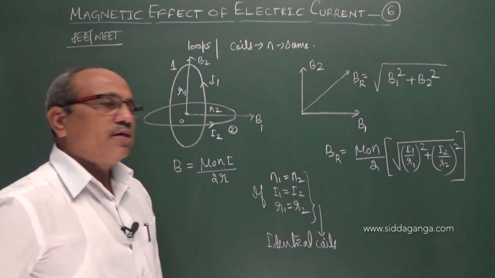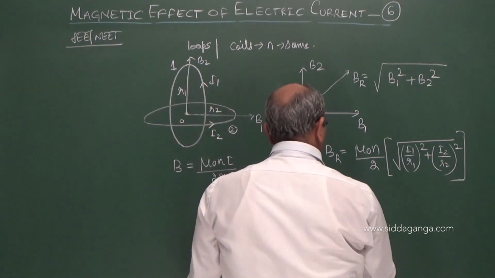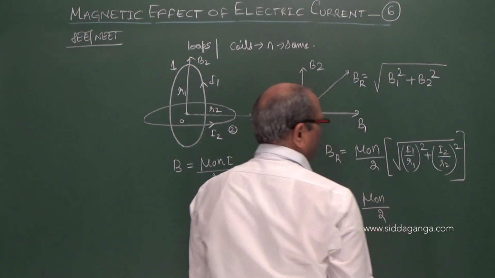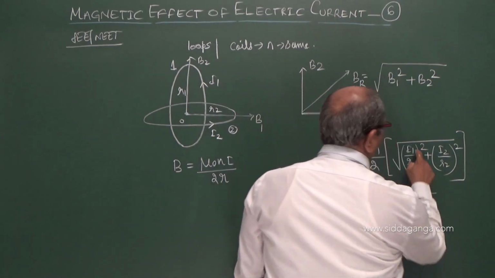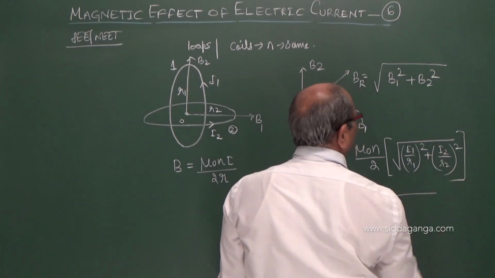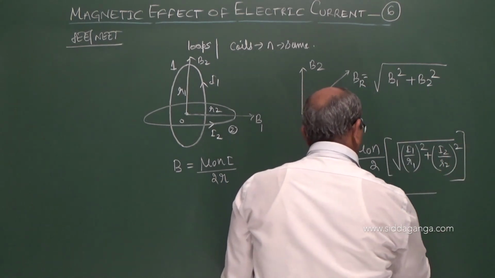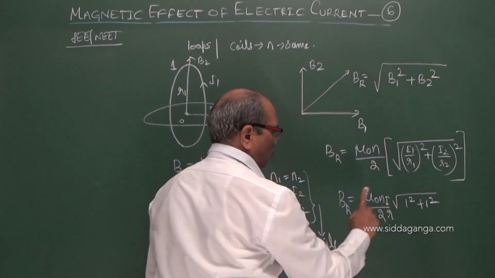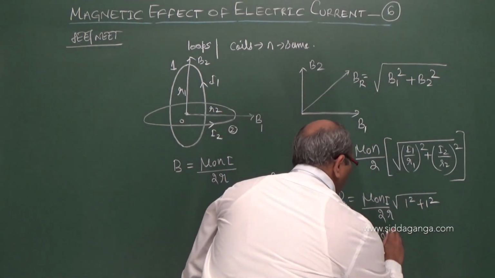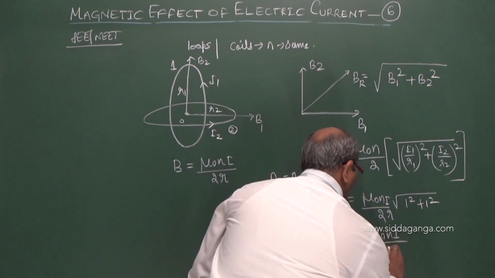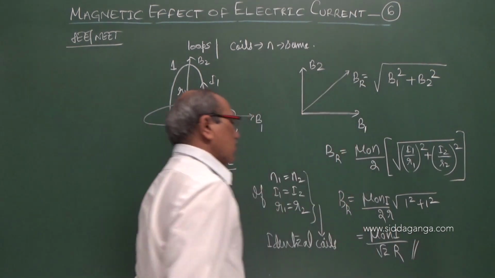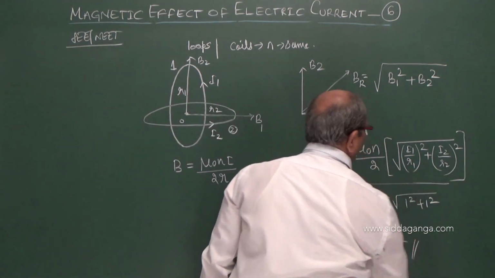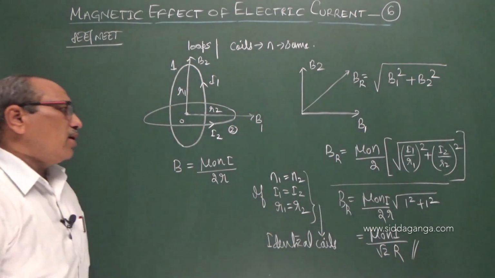In case of identical coils, this resultant field is mu naught N by 2. This becomes I by R, same, I by R, same. You can bring that out. Mu naught I by R, 1 square plus 1 square is root 2, or mu naught N I by root 2R is the answer for identical coils. If they have different values, you can use N also, taken in and solved.